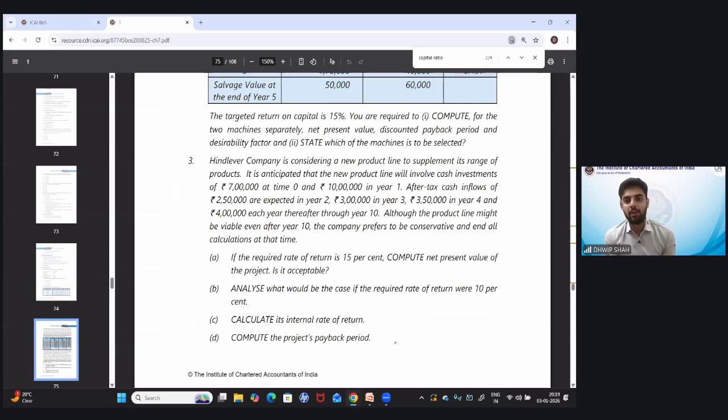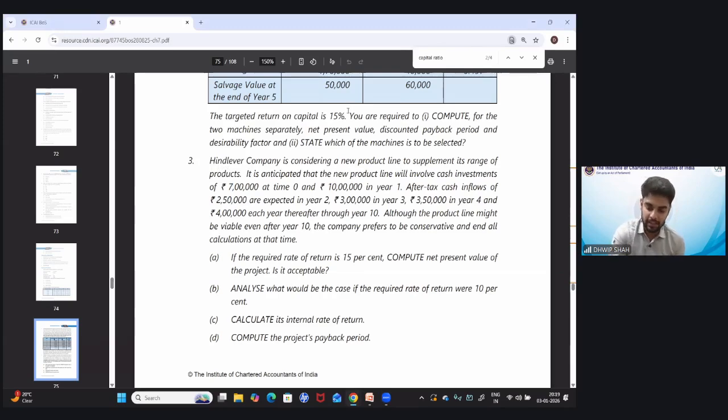Practical problem number 3. Hind Liver Company is considering a new product line to supplement its range of products. It is anticipated that the new product line will involve cash investments of 7 lakh at time zero. Time zero means year zero, today's date. So you don't have to discount this 7 lakh.